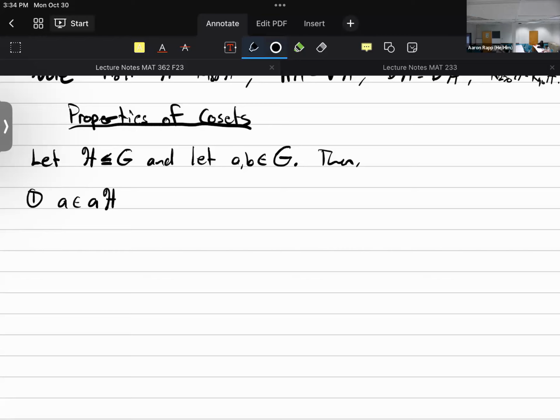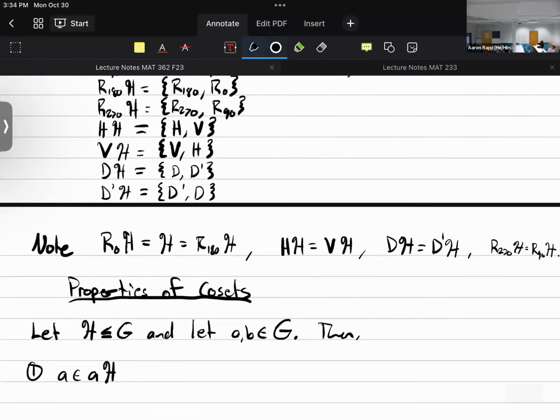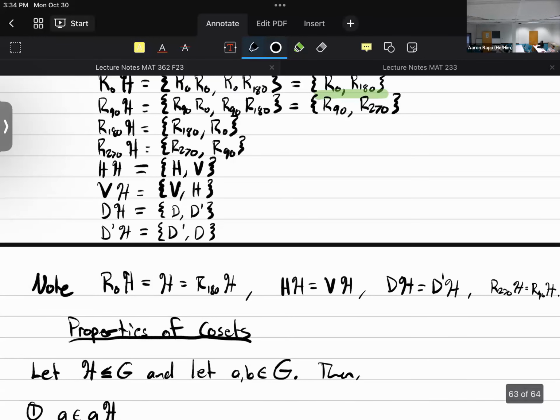First property is that whatever A is will always be in the left coset of H and G. It will always be in its own coset. Is that not what we saw for every single one of those in the dihedral group of order 8? R0 was in its coset, R180 was in its coset, vertical flip was in its coset, everything was in its coset.